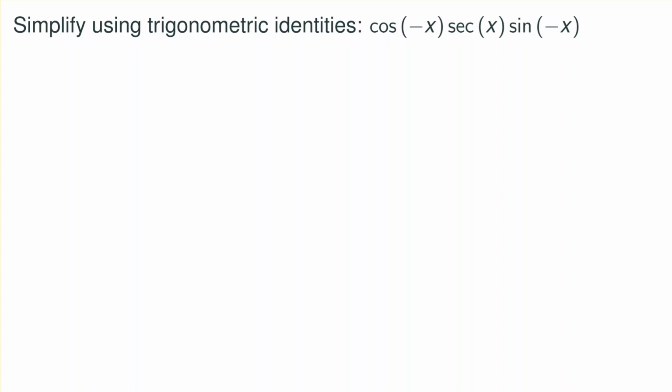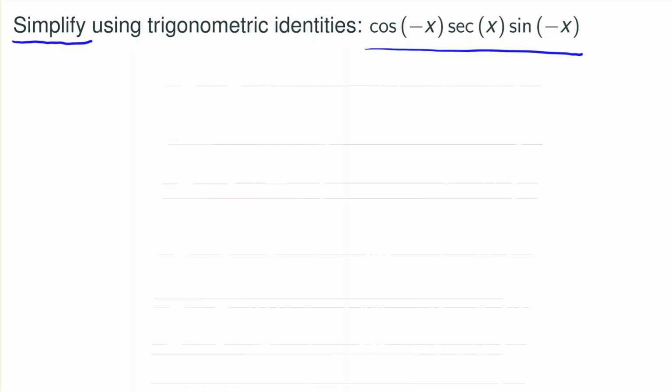Simplify using trig identities. So here, simplify means we're rewriting this expression. We're not solving for an unknown variable, we're just rewriting it to make it look simpler. So here we have to remember some of the identities.